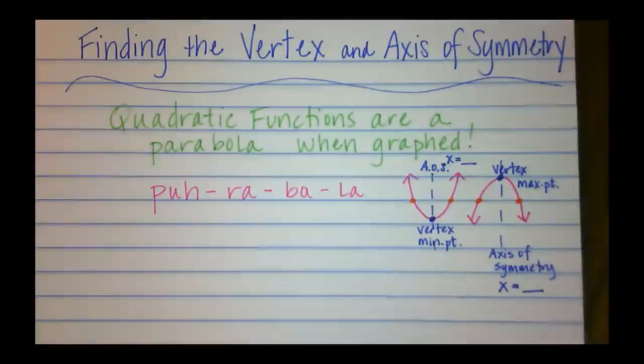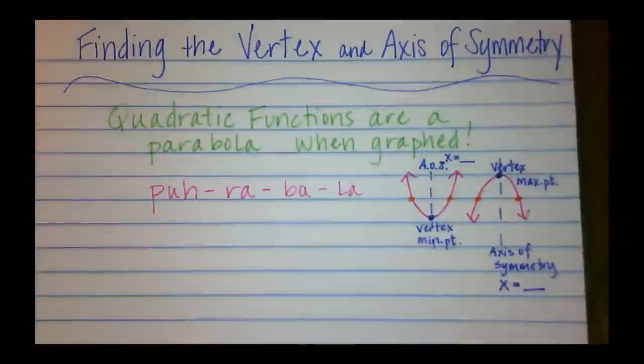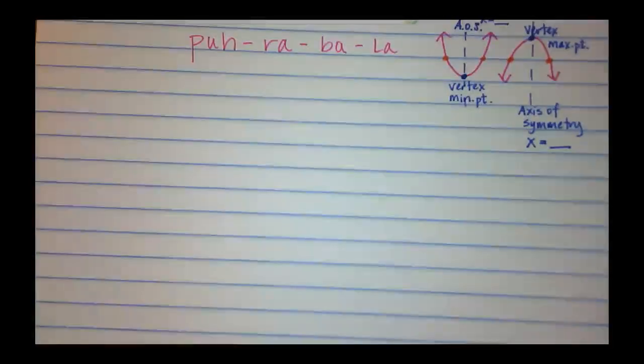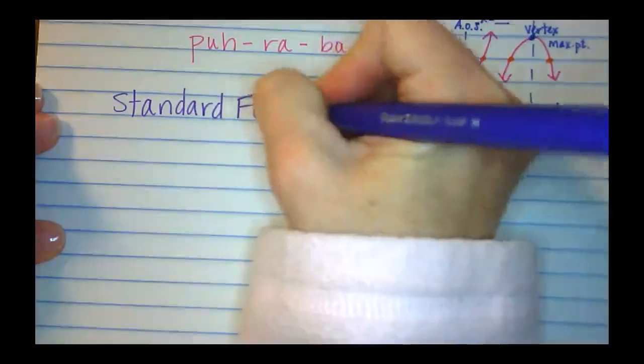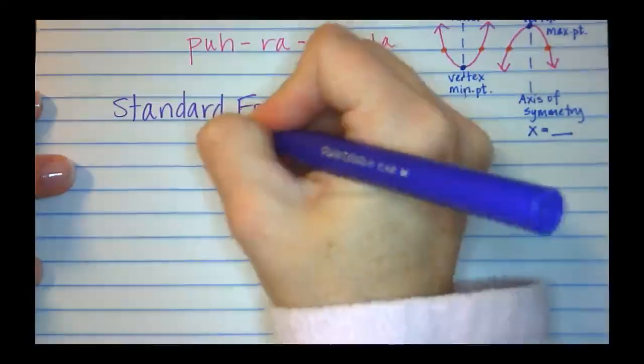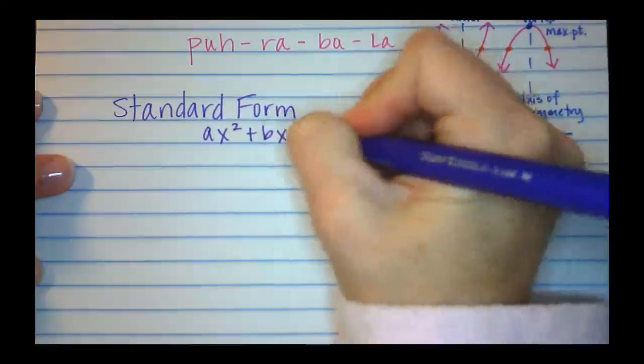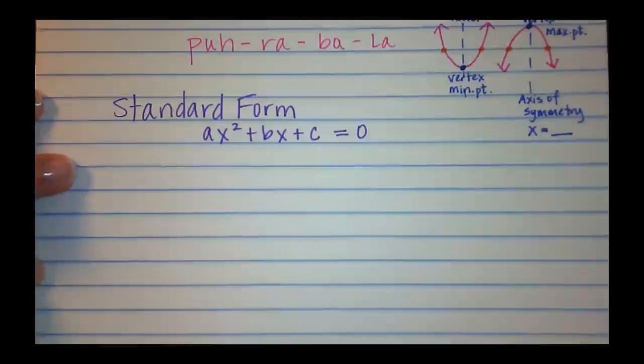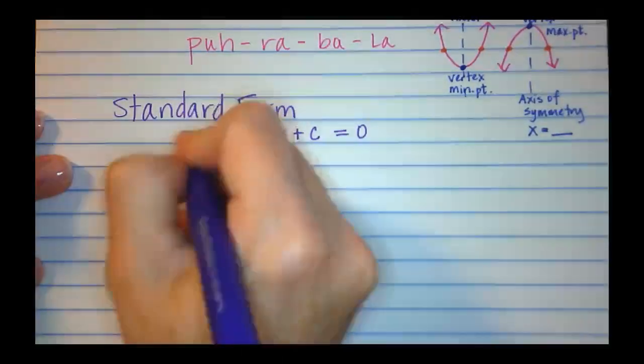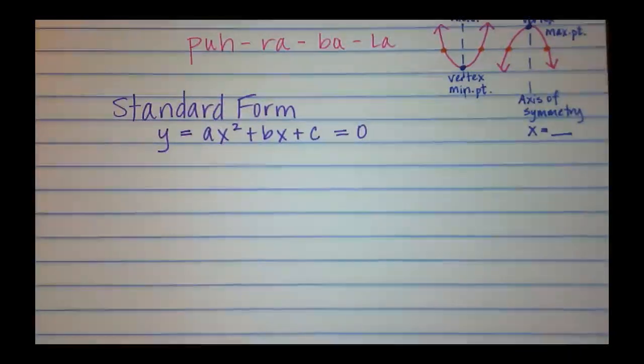All right, so what we're going to do now is go through how to find the vertex and axis of symmetry in the 3 different forms that you guys now know. So first thing we'll start with is standard form. So starting with standard form. All right, so standard form. So hopefully you remember that standard form is ax squared plus bx plus c equals 0. All right, we actually don't need the equal 0. We could have y equals also, so either way.